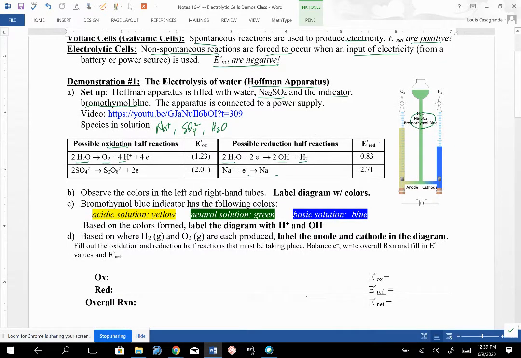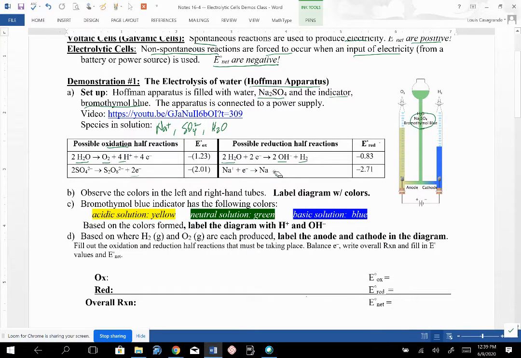The other things that are possible are that the sulfate could be oxidized to a peroxysulfate, I think that's called. Don't worry about what it is. That actually is an oxidation there, and we're losing 2 electrons. And the sodium could be reduced to sodium metal.